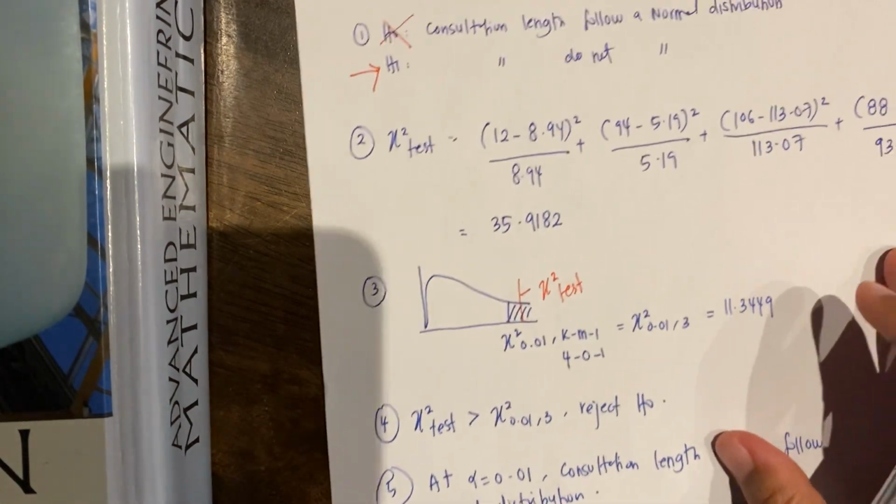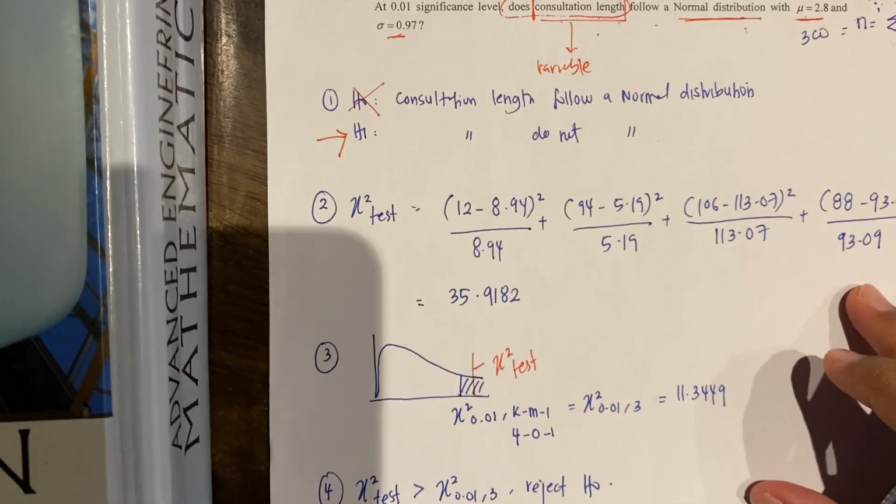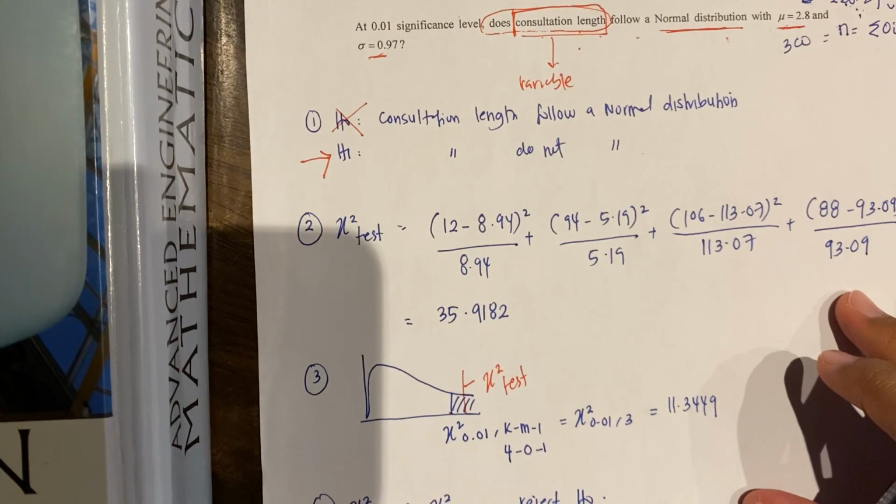Okay, so I think that's it for exercise 6.1.2. Hopefully you do understand what I discussed here.